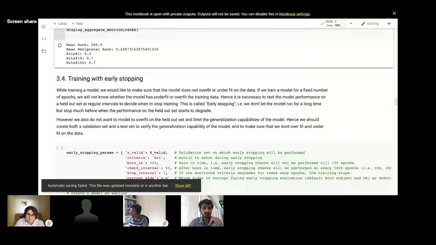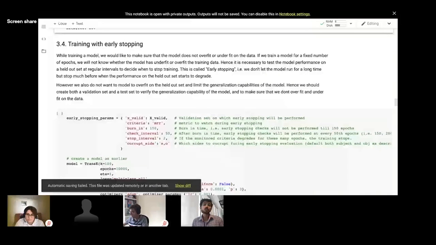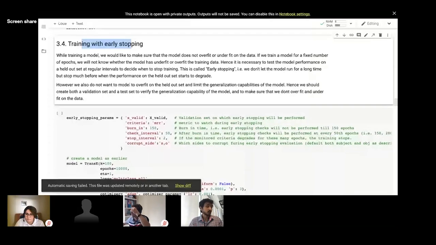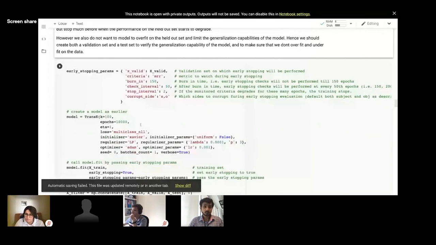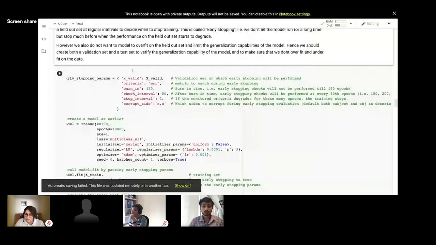Similarly, as with any other machine learning task, while training a model, you don't want to underfit or overfit on the data. And you especially don't want to overfit on your test set. So you need a validation set and so on. That is where you can use early stopping. We provide support for early stopping, where you can pass in early stopping parameters and the model would early stop based on the criteria specified. But early stopping takes a lot of time to run. So for this tutorial, I won't run this cell, but if you want, you can play around with this later.